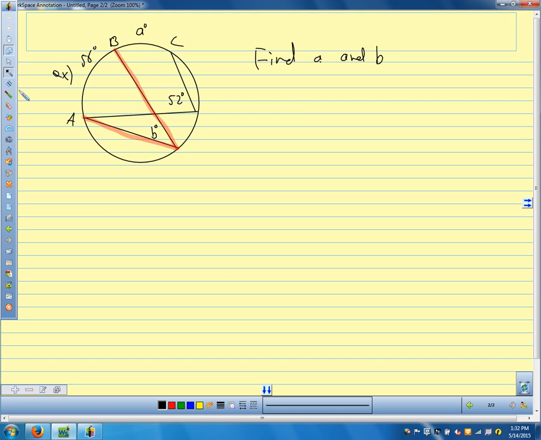Well, do we know an intercepted arc there? Does angle B intercept an arc? Yeah. What's the arc that it intercepts? 56. So I go from the arc to the angle. How do I go from the arc to the angle? Divide by 2. So B is just 56 divided by 2, or 28 degrees.